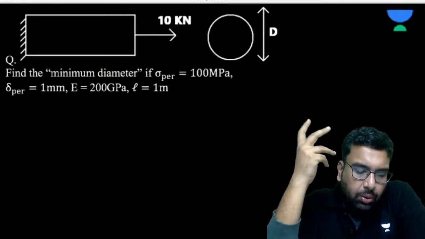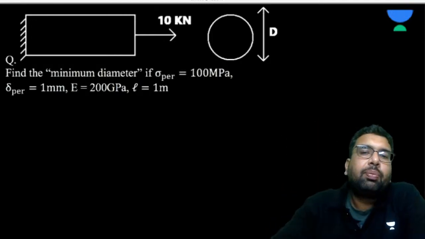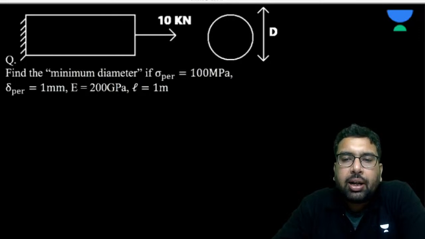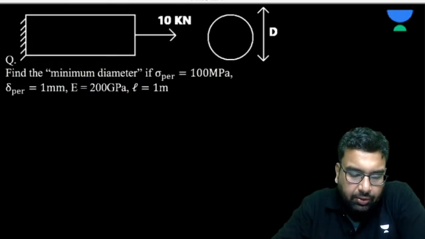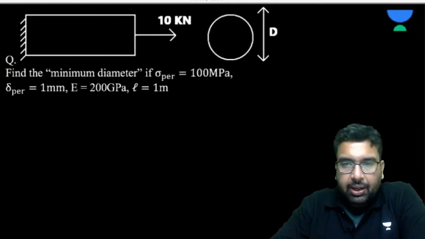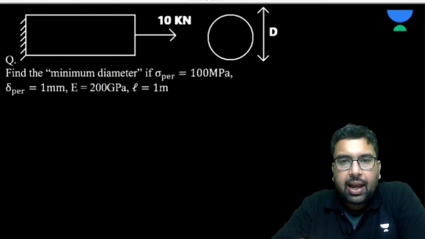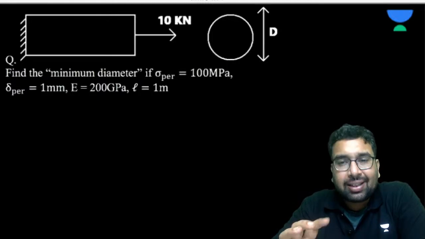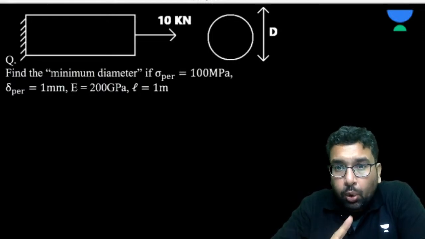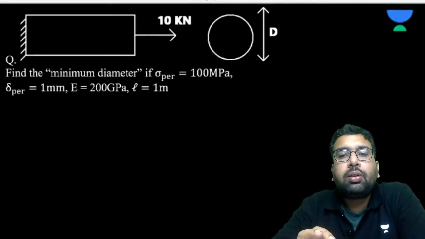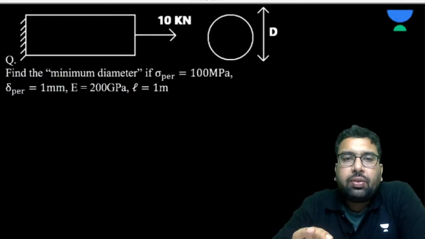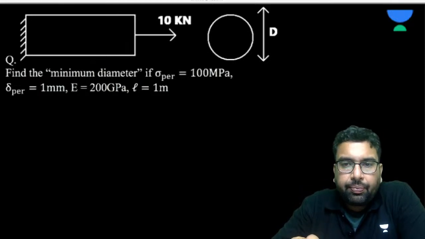And to design it and get the diameter, you are given some information: the permissible stress is 100 megapascal and the permitted elongation is 1 mm. Now, what is the meaning of permitted elongation or permitted stress? Simply it means that if the stress or the load coming in this body, or the elongation in this body due to this load, exceeds 1 mm, then it fails.